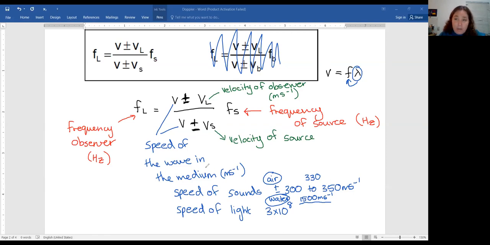Some of you are going to learn this off by heart, and some of you will do what I do, which is that every single time I look at it, I have to try and decide what the formula is going to change to.